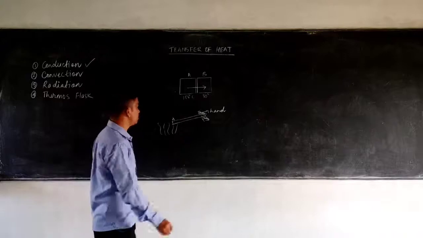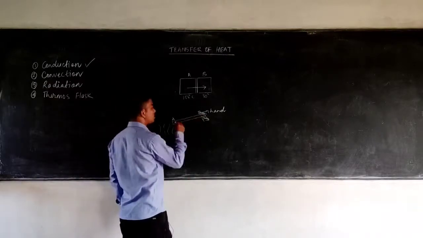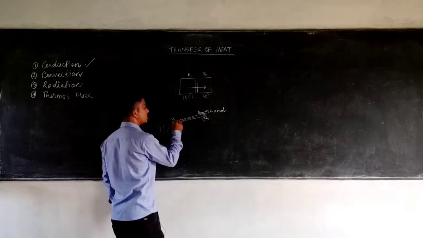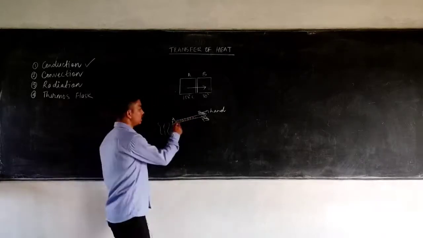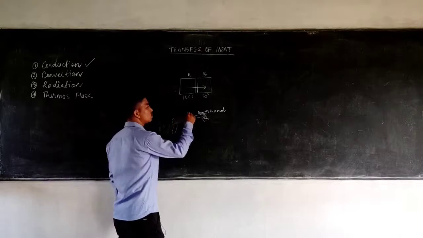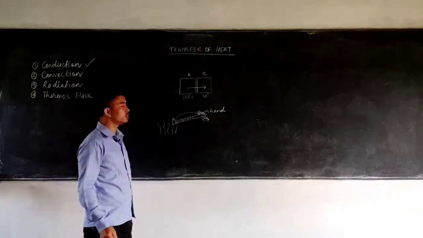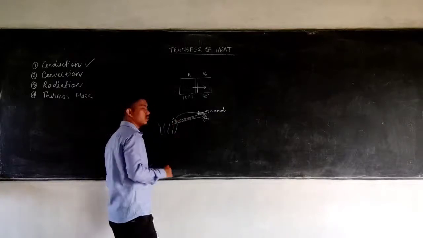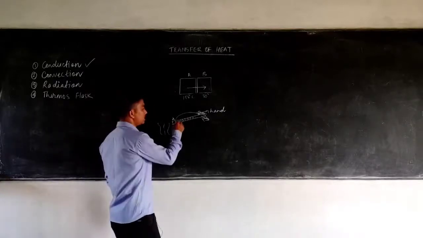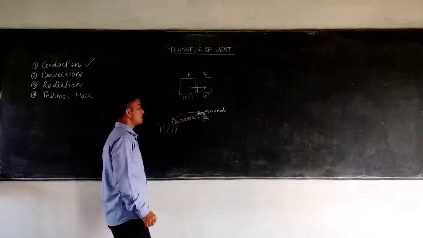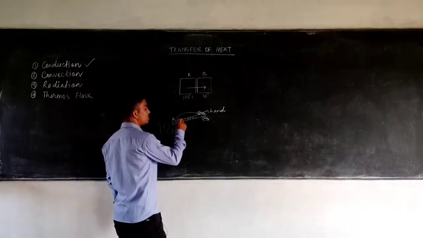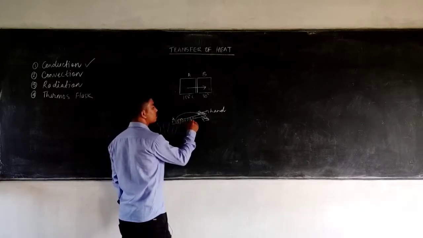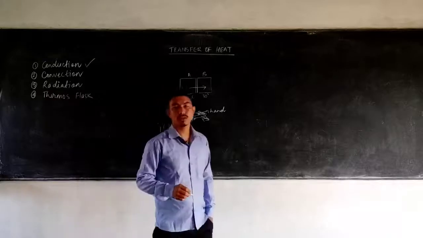Now how does this happen? It happens because this iron rod contains many molecules or atoms. The first atom gains some heat, and after gaining heat it does not go to end B, but instead it starts vibrating. When it vibrates, it touches its neighbor molecule, and when this second molecule starts vibrating, it touches the third one. When the third vibrates, it touches the fourth one. So the energy is transferred from particle to particle. That is the process of conduction.